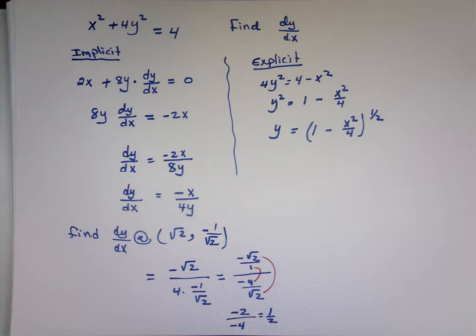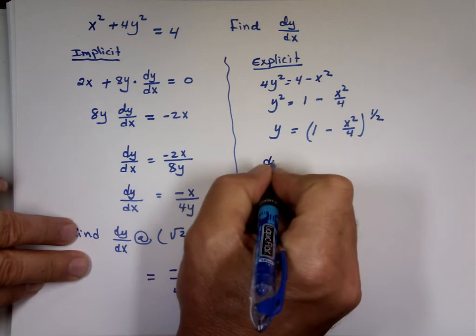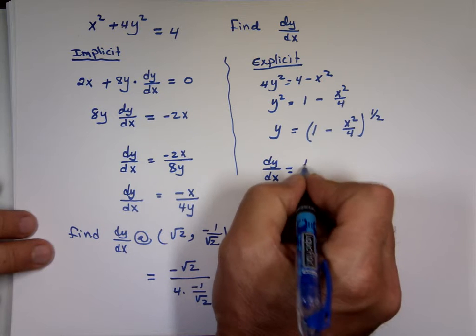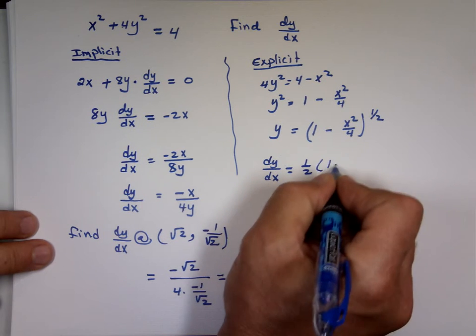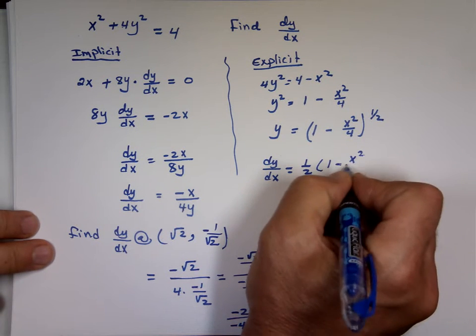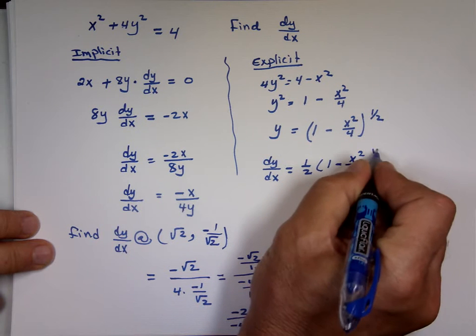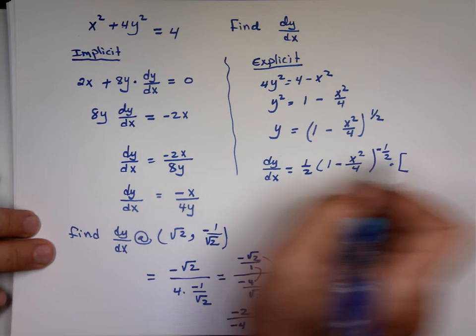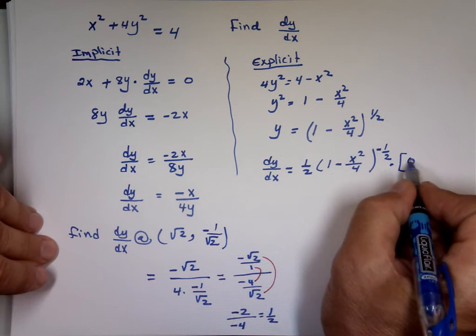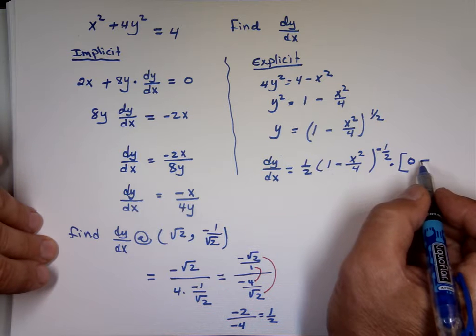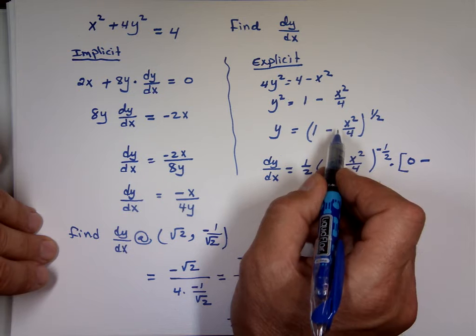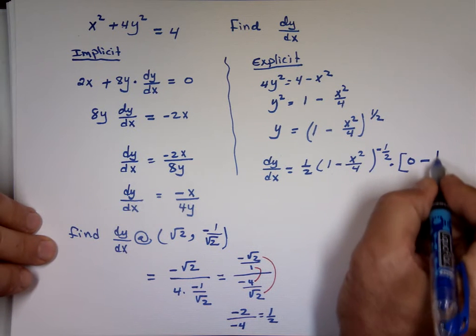So if you want to find the derivative now, we use the general power rule, which is 1/2 times 1 minus x squared over 4 to what power? Negative 1/2 times the derivative of what's on the inside. The derivative of 1 is 0 minus, that's actually 1/4 x squared. It's 1/4. What's 2 times 1/4? 1/2 x.